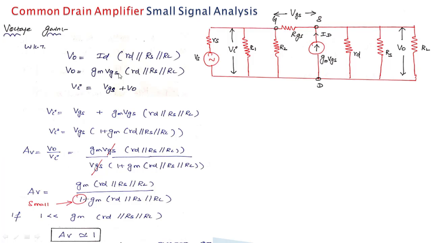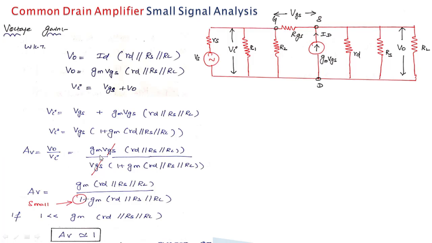V0 we have already derived, so we substitute it: Gm VGS into the parallel of RD, RS and RL. In this equation we take VGS outside, so 1 plus Gm into the parallel of RD, RS, RL. Then this is VI and this is V0. So AV, the voltage gain, is output voltage divided by input voltage. Output voltage is Gm VGS into the parallel of RD, RS, RL. Input voltage is VGS times 1 plus Gm into the parallel of RD, RS and RL.